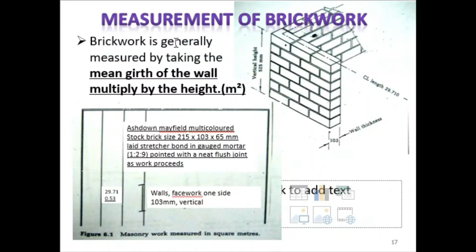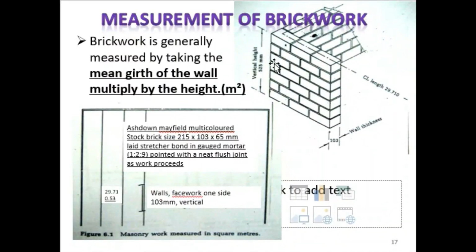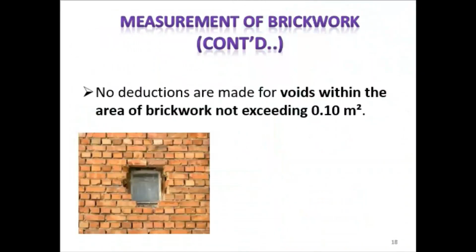Measurement of brickwork. You know that brickwork is generally measured by taking the mean girth. So you use the center line of the brick, then multiply by the height. What does it give you? The area of the wall, meter square. In this case, they describe first, let's say, Edge Down Mayfield multicolored stock brick, giving you the size there, and the center length is 29.71 meter times the height 0.53, then it's just one side vertical. So you get the area of the brick.